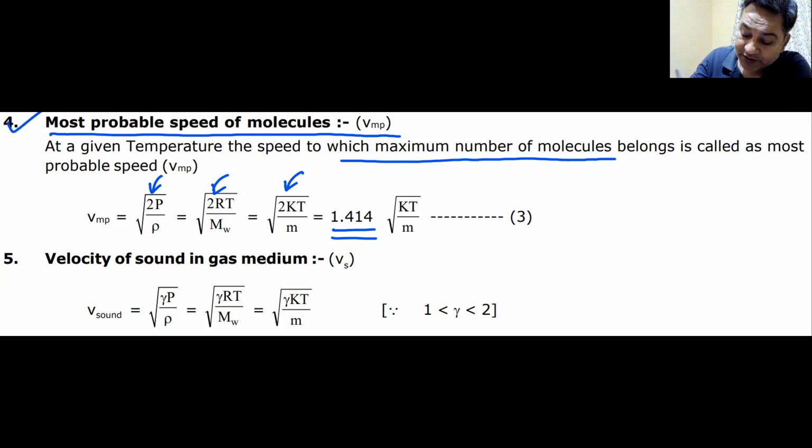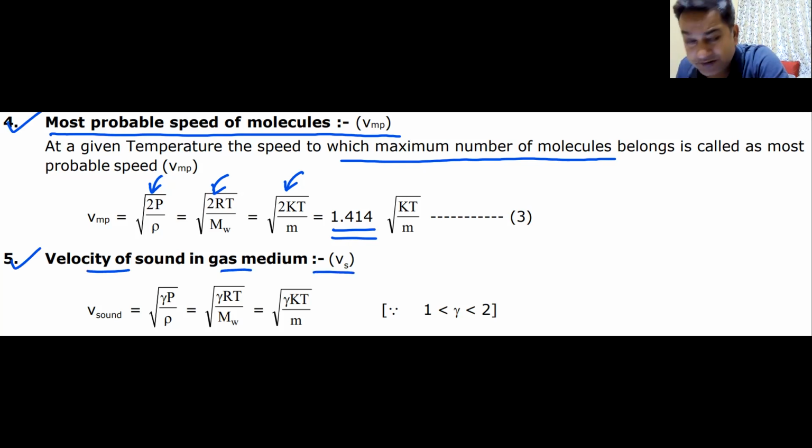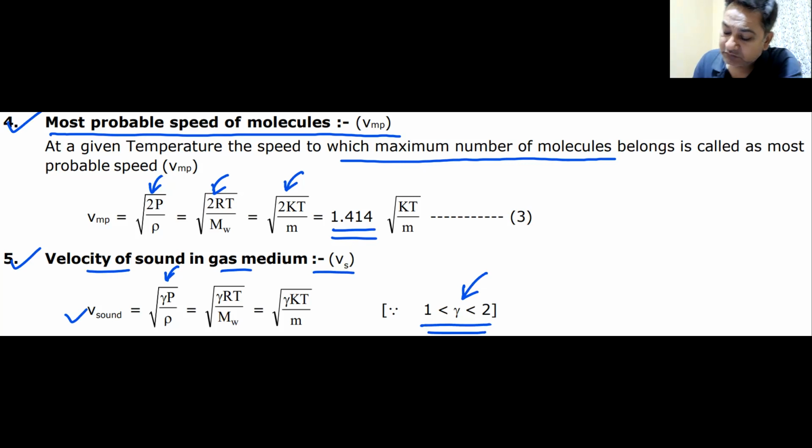Remember this most probable speed. Sometimes they also give a question on speed of sound in a gas medium. Speed of sound in a gas medium is root over gamma P by rho, root over gamma RT by M, or root over gamma KT by M. This gamma is known as the ratio of specific heats. We will see what this gamma is, and the value of this gamma normally lies between 1 and 2.